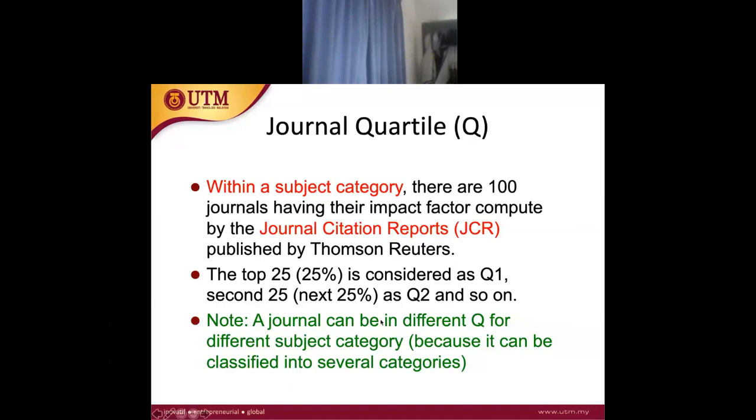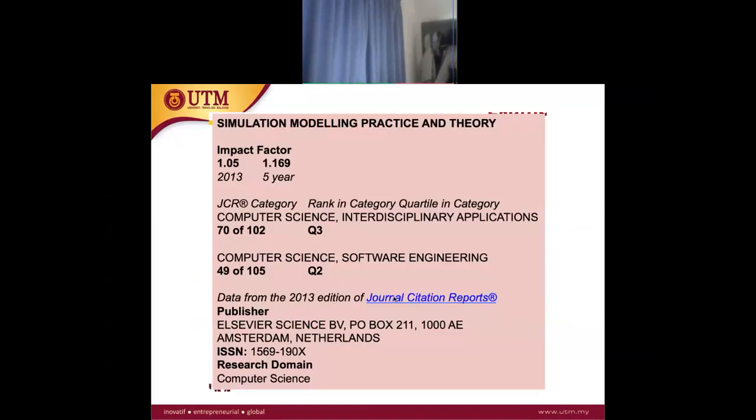When you go to Clarivate Analytics, you can go to the bottom and click on the rank. You can see the subject category as well. This is for Simulation Modelling Practice and Theory, which is one of the good journals. But it always changes. Sometimes Q1, Q2, Q3 depends on the subject categories. The impact factor is 1.05 in 2013, but it will change by year, and you can see the current year.